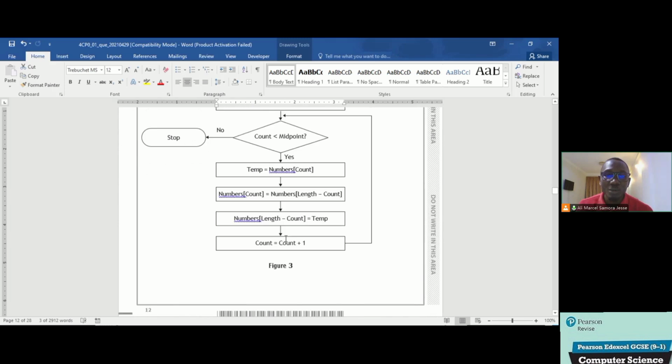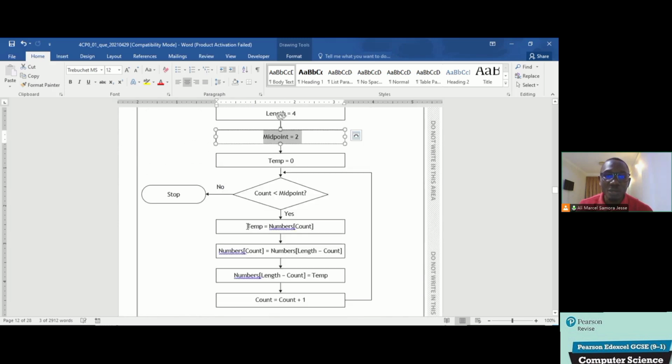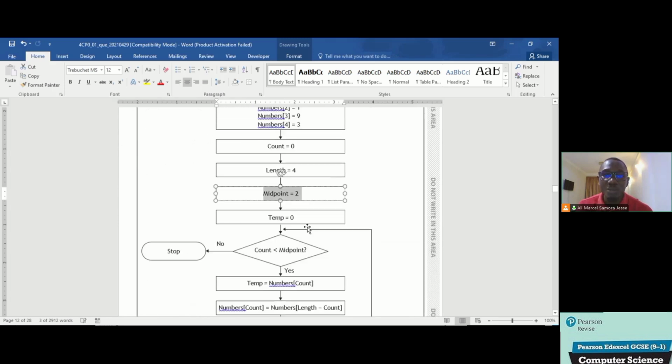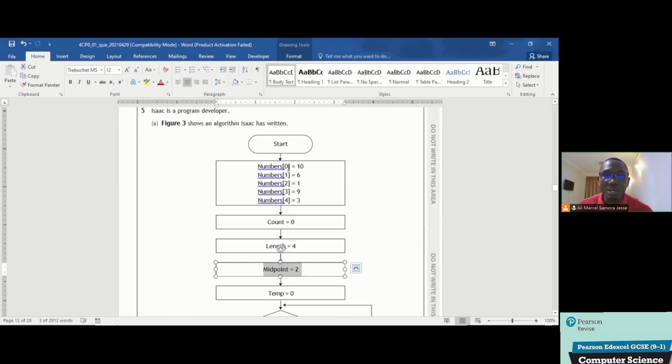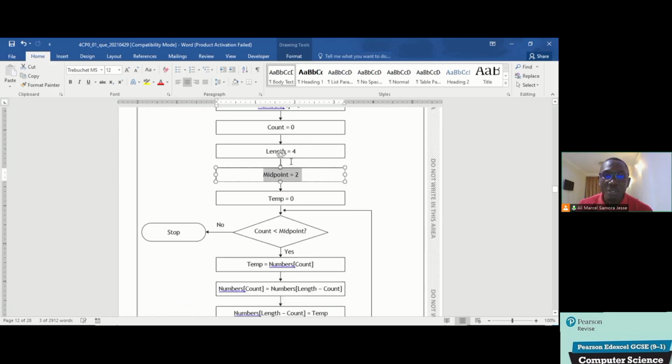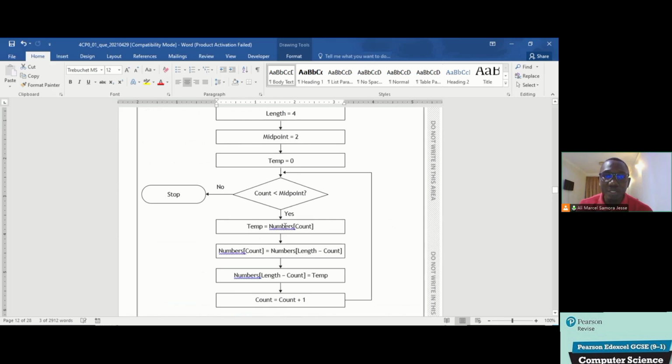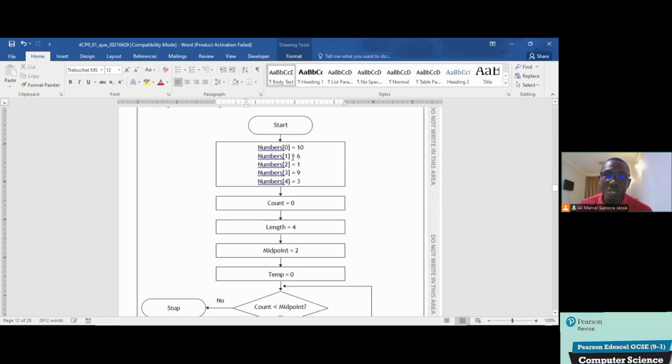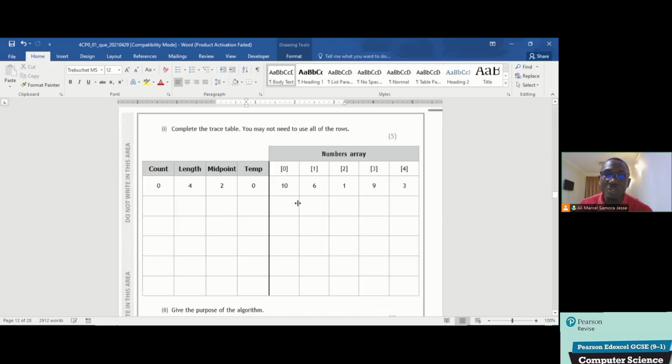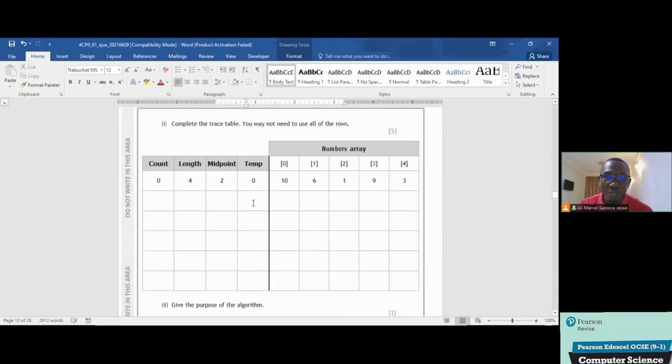So if we start tracing through what we have, temp equals number count, we go back to the arrays where we have count is 0 here, and we're told temp equals number count. Count is 0. So what value do we have in array 0? 10. So in the trace table where we have temp 0, we put 10 here.